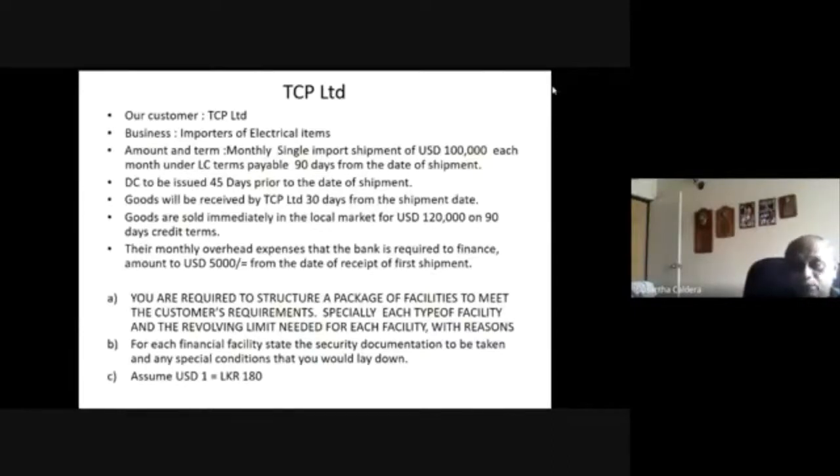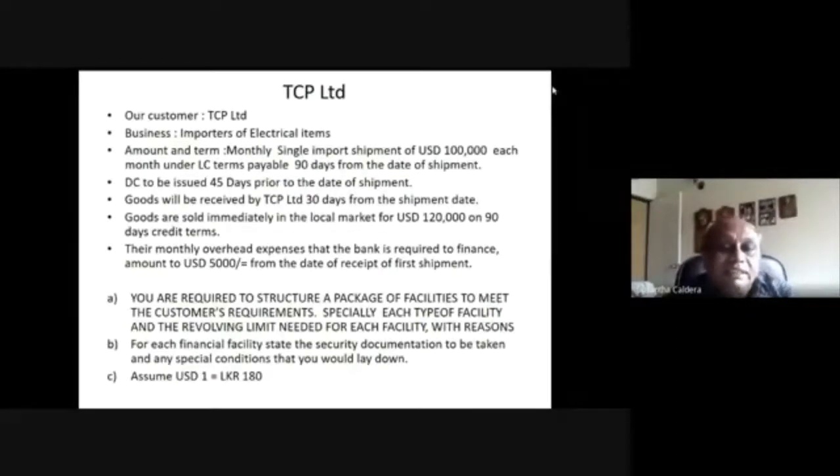දැන් ඒ ටිකට අපිට හම්බ වෙන marks ටික යනවා. තව එක කොටසක් යනවා, B. B එක ඔයගොල්ලෝ ලියා ගන්න. For each financial facility, state the security documentation to be taken and any special conditions that you would lay down. Normally, if the number of facilities is 4 or 5 or 6, මේ B part එකට marks 6ක් විතර අයින් වෙනවා. දැන් මේකේ ලකුණු 4ක් අයින් කරනවා. ඔයගොල්ලන්ට 16 marks තමයි මුලින් හම්බ වෙන්නේ, 4 marks each, අන්තිම part එකට 4 marks තියෙනවා.